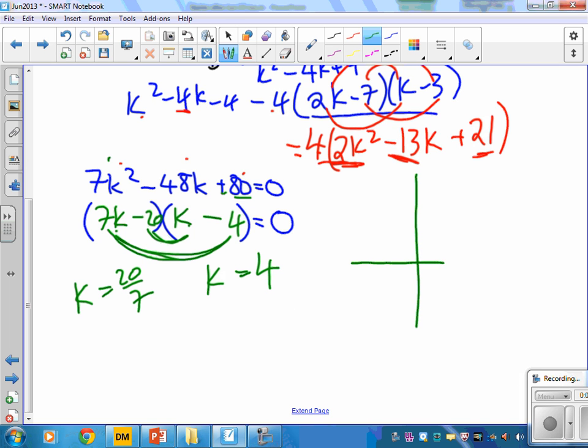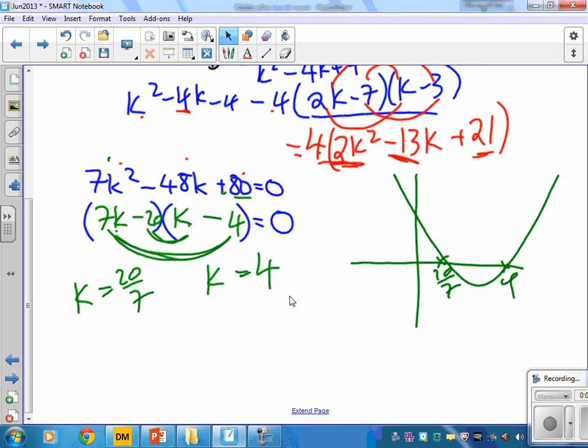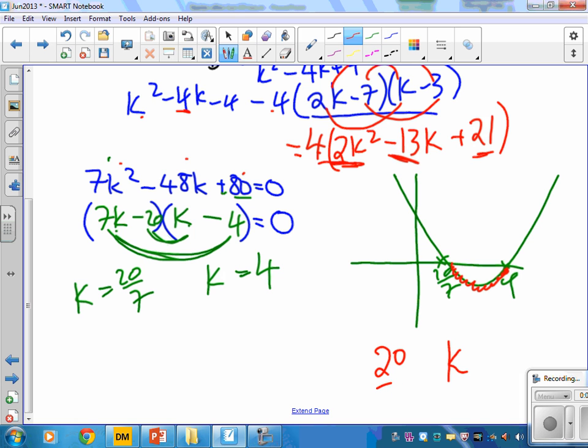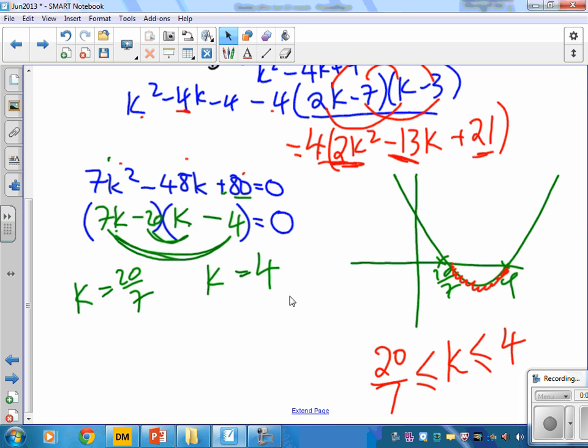The last part of this is to draw this graph. This graph crosses at 20 over 7, and it crosses at 4, and it's an x squared graph. We were being asked for the bit that was less than 0, so we're being asked for this bit here. So that is when k is between those 2 numbers, 20 over 7 and 4. The k goes between those 2. Let's put the signs in, and it was an or equal to in the question, so it's an or equal to in the answer. That's the final bit of that paper.